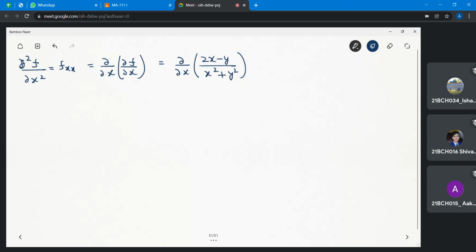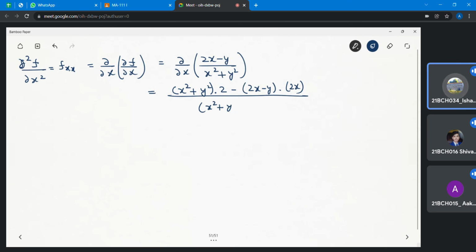What will this be? So the partial derivative with respect to x: (x square plus y square) into the derivative of 2 with respect to x, minus (2x minus y) into the derivative of the denominator, 2x with respect to x, and in the denominator this whole thing is squared, (x square plus y square) whole square. So you see, the rule of differentiation is the same.